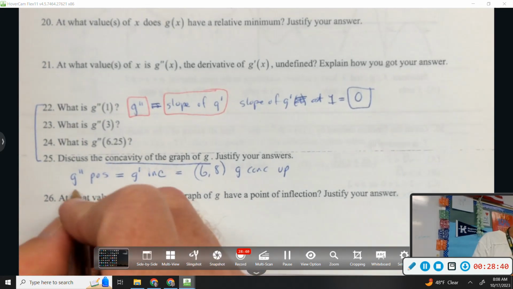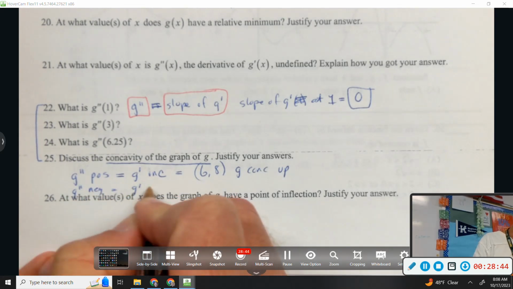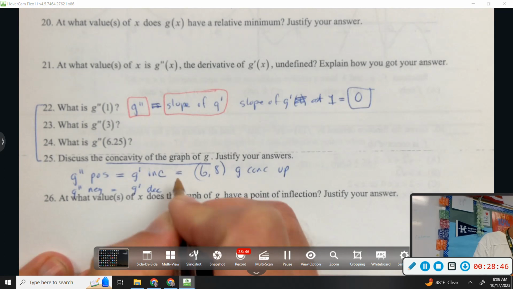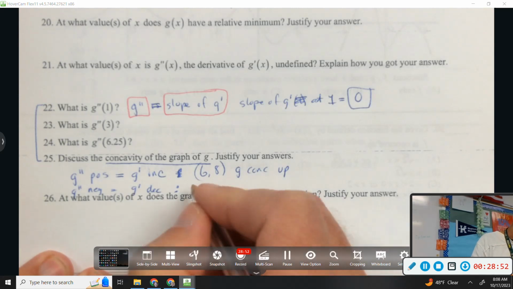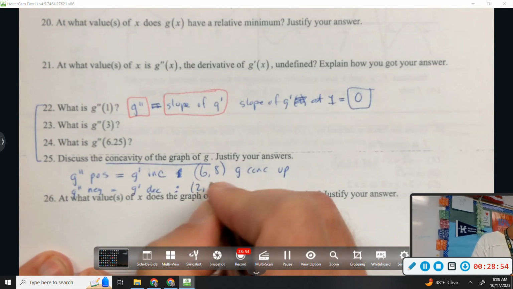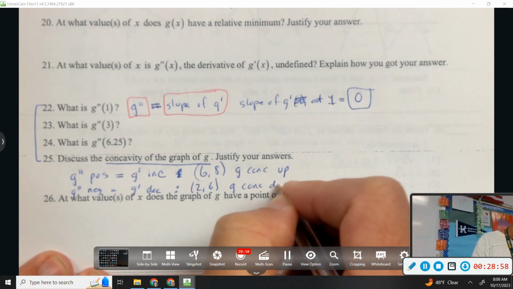Same thing on the negative side. If g double prime is negative, that means g prime is decreasing. Probably shouldn't put equals there. I should probably just put a colon. That happens from 2 to 6, where g is concave down.